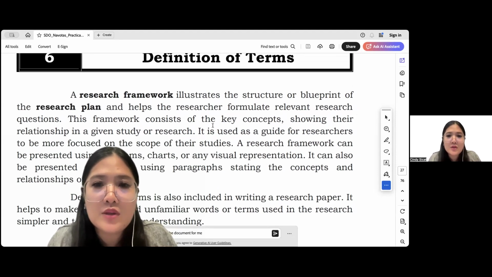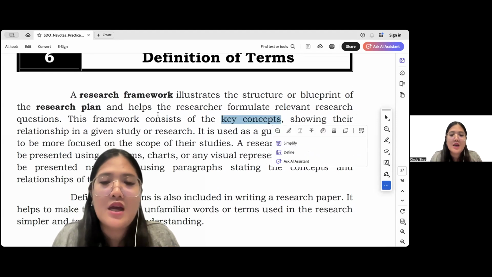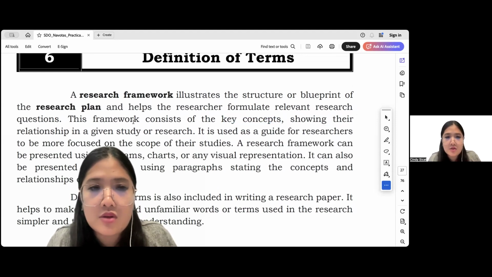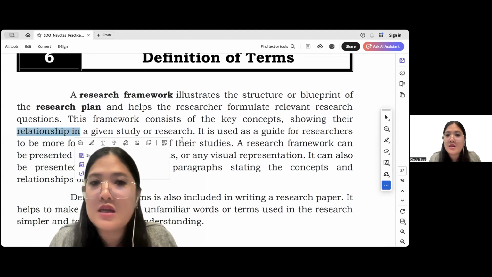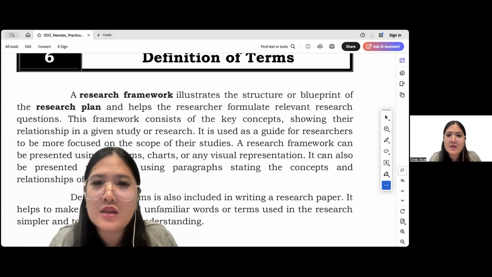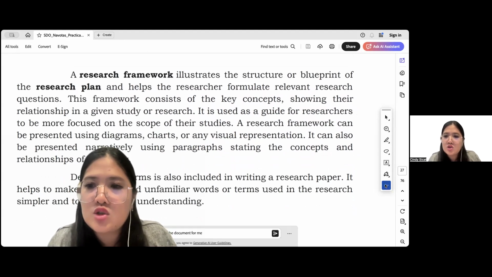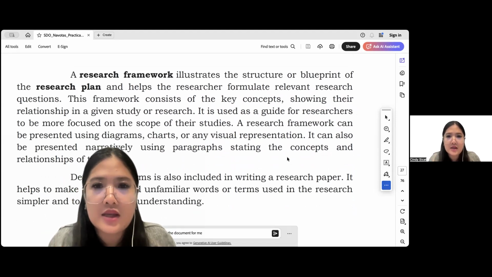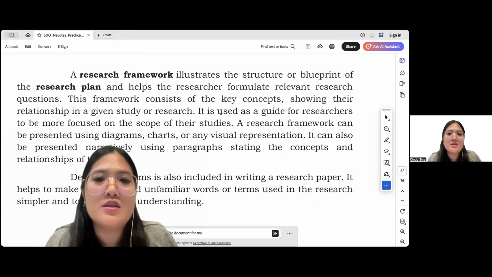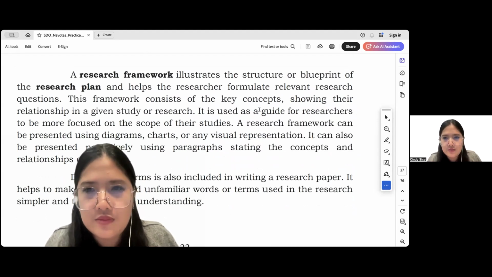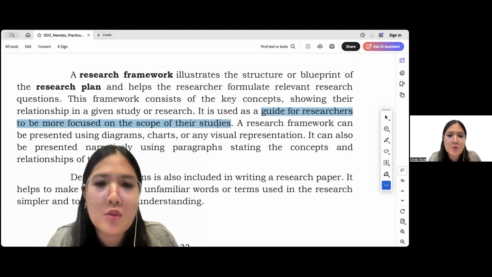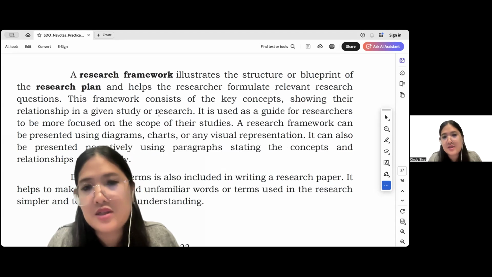So this framework would consist of key concepts. And through this, we would also look into the relationships of these key concepts. So it's important that you know where your study is going towards. This would show your understanding of the topic that you have selected. We also use this as a guide for researchers to be more focused on the scope of their studies.